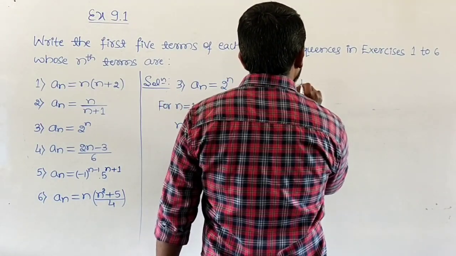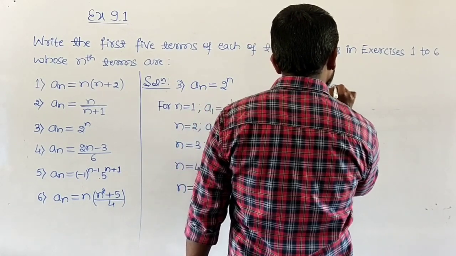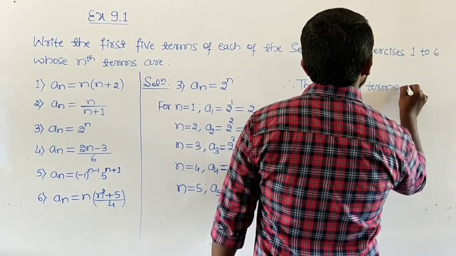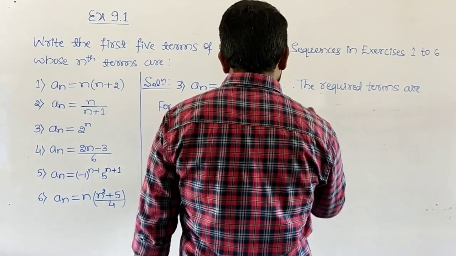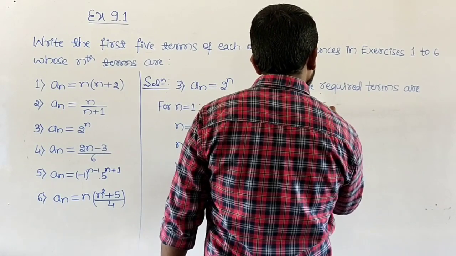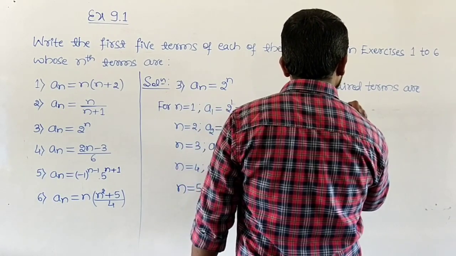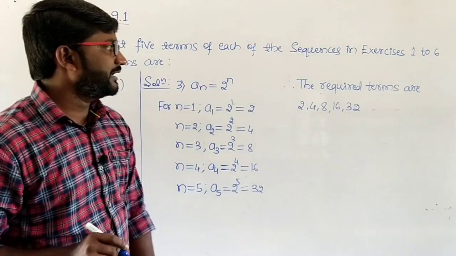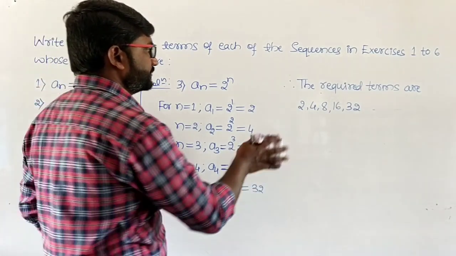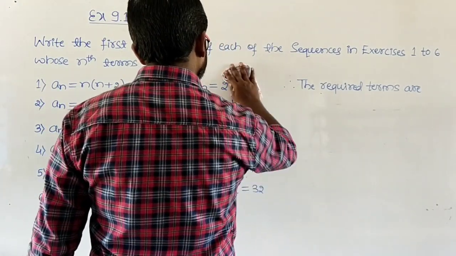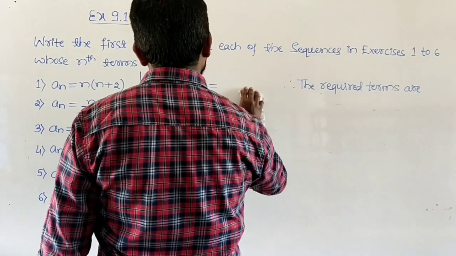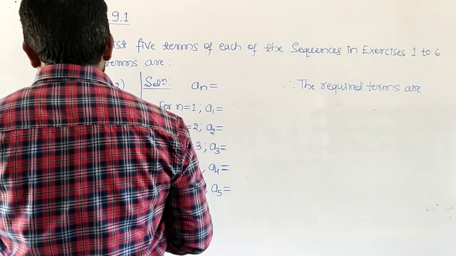So here therefore the required terms are 2, 4, 8 and then 16 and then 32. So these are the 5 required terms. So write down this and then we'll move on to the next problem. So we'll take up the fourth one.